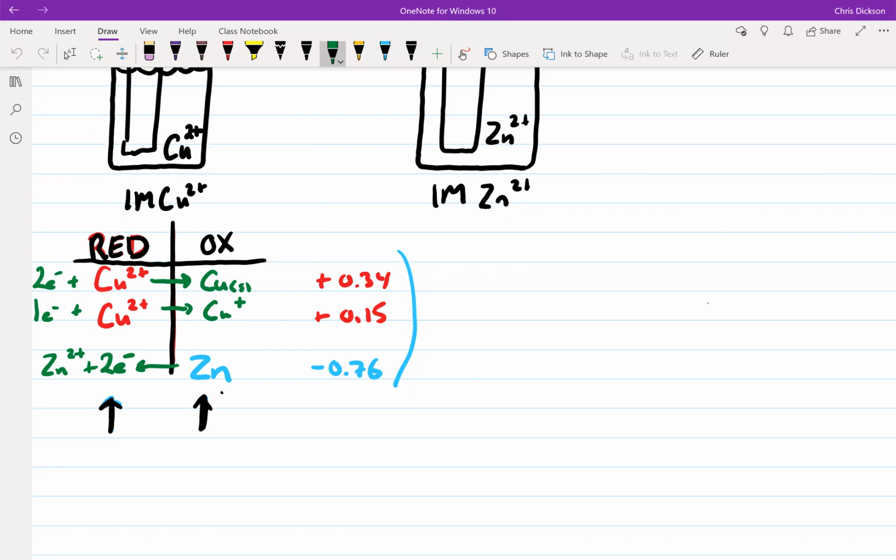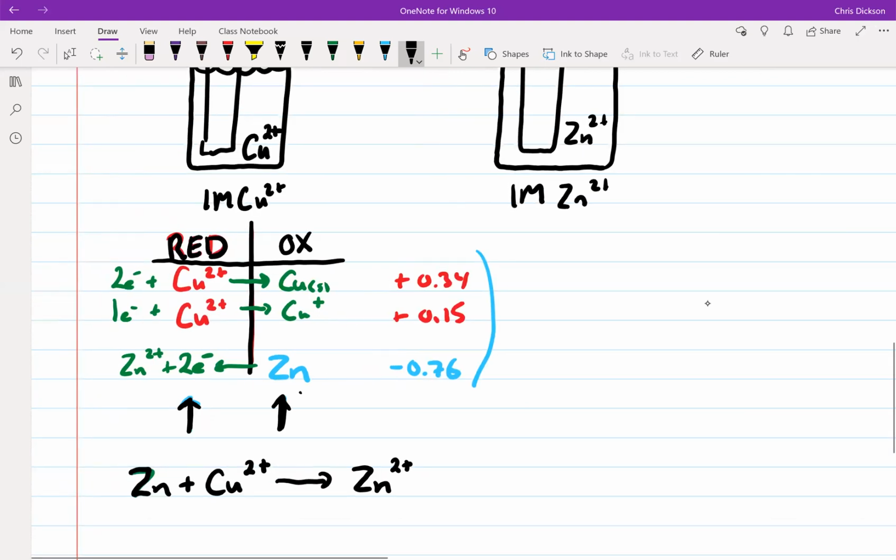That would be the zinc. So we're going to have zinc metal reacting with copper 2 plus. Those are the 2 reactants. And then the products, well, for the zinc, it has to be zinc 2 plus. Has to be zinc 2 plus. And then for the copper, now you've got these 2 copper reactions. So which one do you go for?